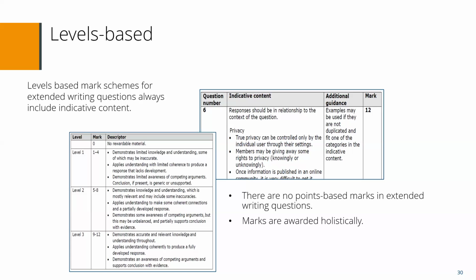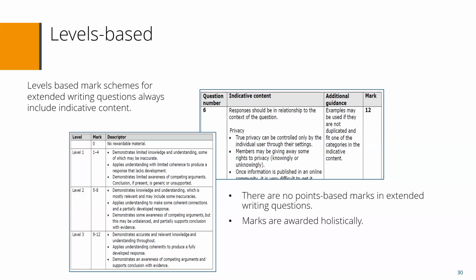Now, indicative content is just literally that, an idea of what might be in a candidate's answer. It's absolutely not required content. It would be impossible. When you look at the list of things in an indicative content box, it would have to be an incredibly talented student that actually covered everything in the indicative content. That's an impossible task. You can't do it.